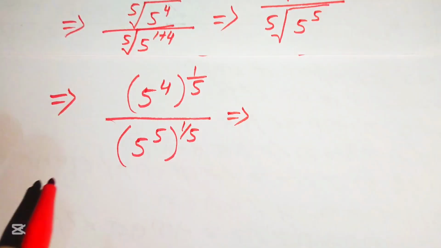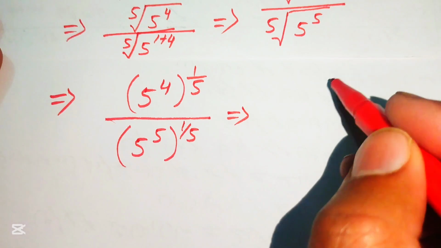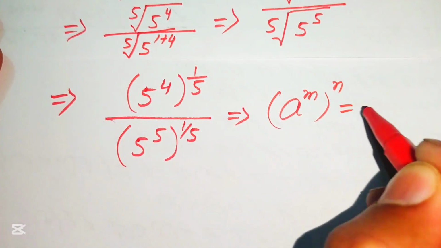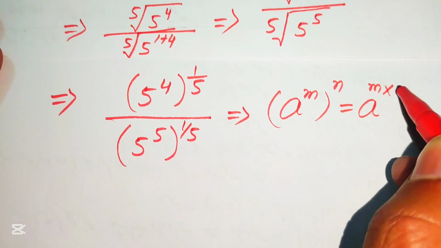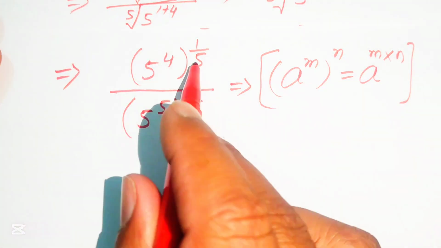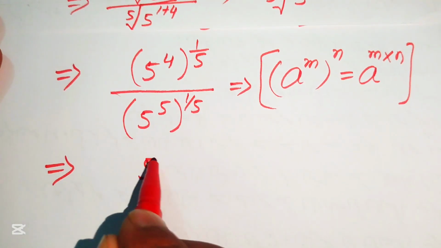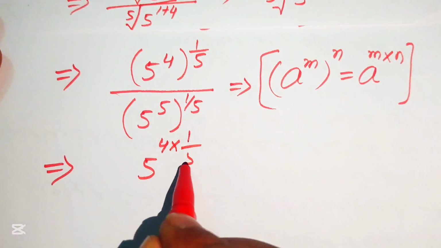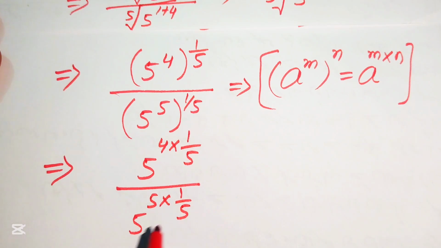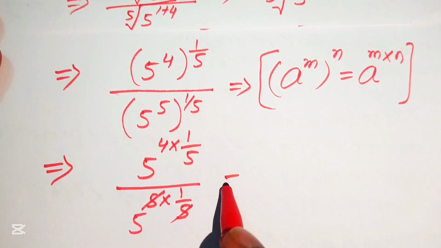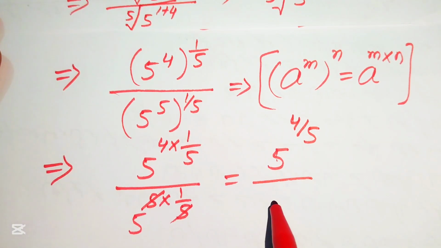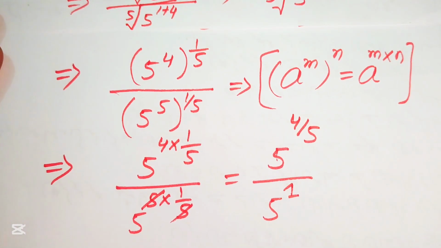Further, we can apply the exponent laws. If you have a to the power of m to the power of n, it is equal to a to the power of m multiplied by n. According to this exponent law, we multiply these two exponents, and it will be written as 5 to the power of 4 multiplied by 1 over 5, divided by 5 to the power of 5 multiplied by 1 over 5. So this 5 is cancelled out by this 5 and we get 5 to the power of 4 over 5 divided by 5 to the power of 1.